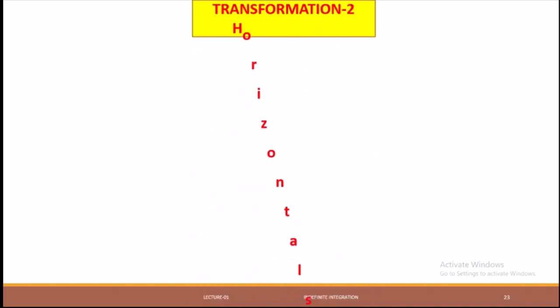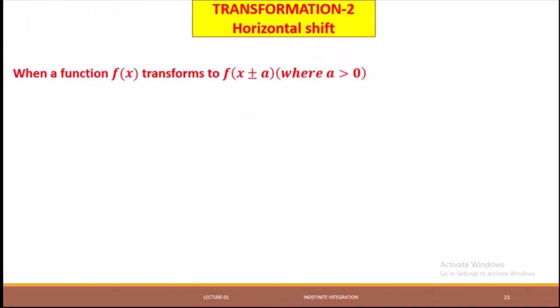Here is the next graphical transformation, namely horizontal shift. Let us try to understand this transformation. When a function f of x transforms to f of x plus or minus a, where a is a positive real number, then the graph shifts horizontally right or horizontally left. Let us see when the graph shifts horizontally right or horizontally left.